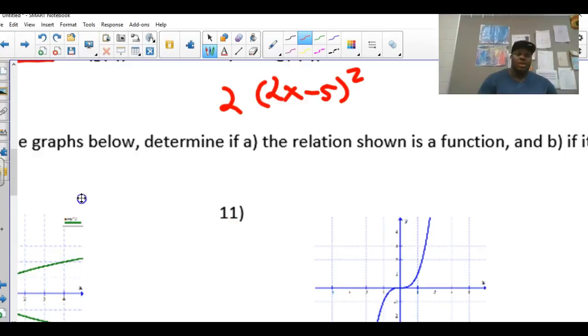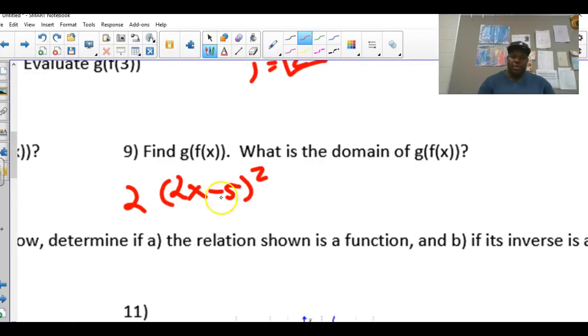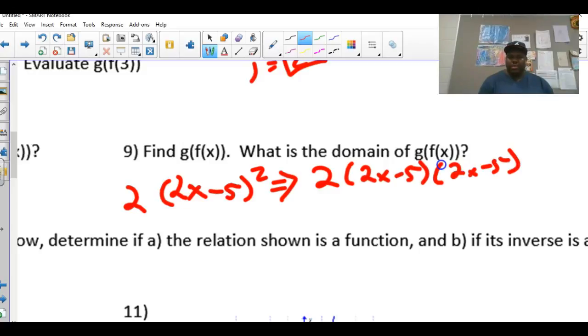Now, some of you guys may be tempted to get here and go, I'm going to distribute. You can't do that because of this square right here. This square says I need to multiply this binomial twice. So what you have to do is FOIL that out. So you have 2 times 2x minus 5 times 2x minus 5. Again, this square tells me I need to expand this binomial.